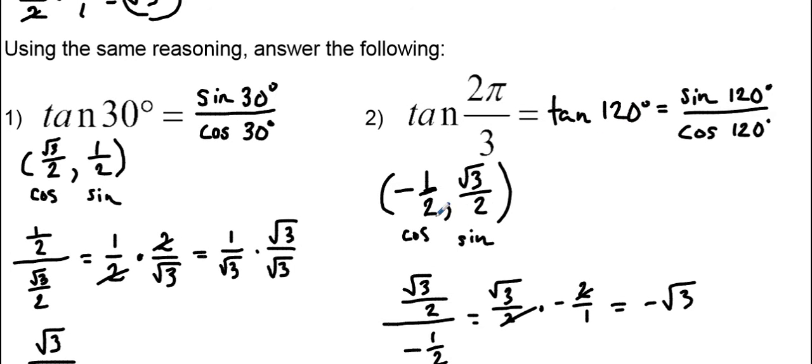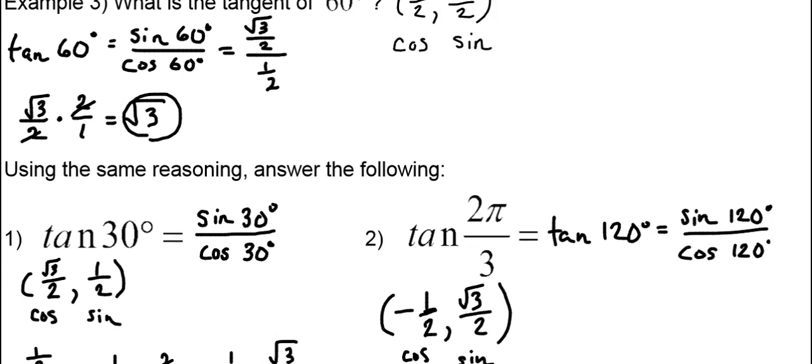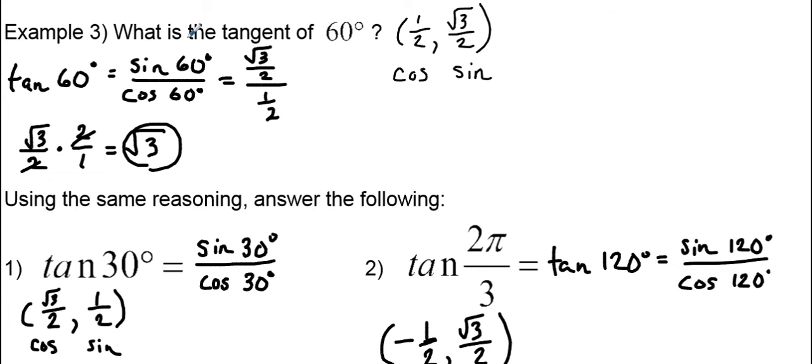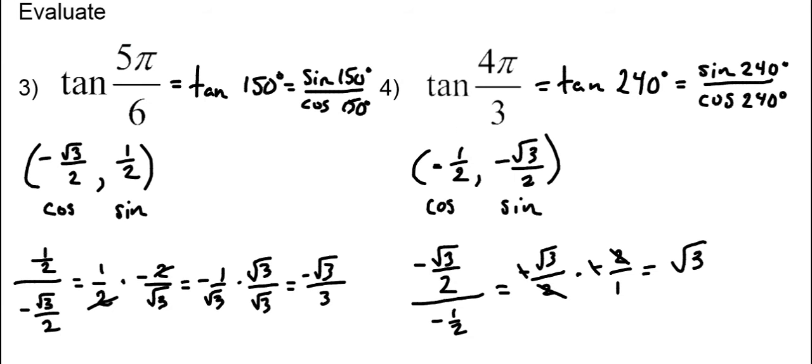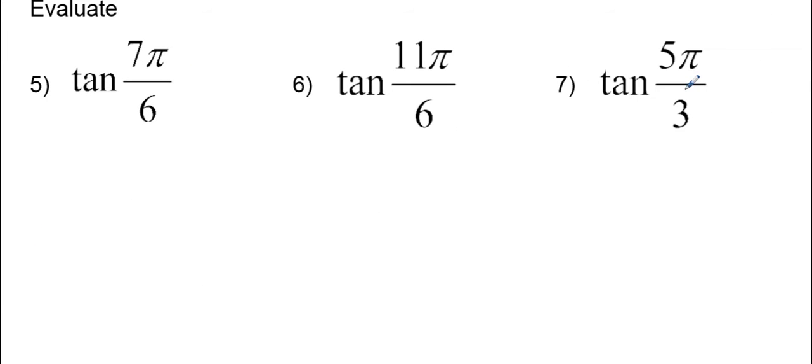If you notice, in all 3 of those angles, 1/2 came first. So if 1/2 is the x-coordinate, just like here, and for the last one that we did, then that means our answer is going to be radical 3. If radical 3 over 2 is the x-coordinate, then our answer is going to be radical 3 over 3. So let's look at these and see what we get.